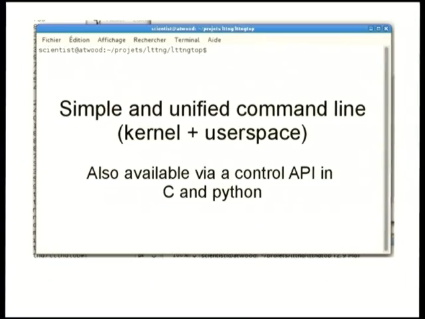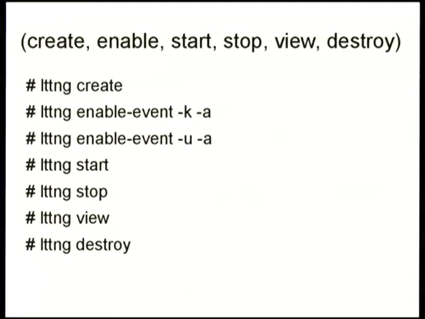We also have bindings in C and Python, so if you want to build a control tool or a special surveillance application, you can control the tracing directly. This is the standard command you'll use to do some tracing: create a session, enable some events, start, stop, you can view the trace, and you can clean it up after that.